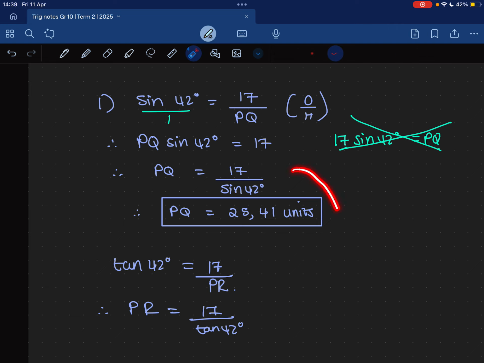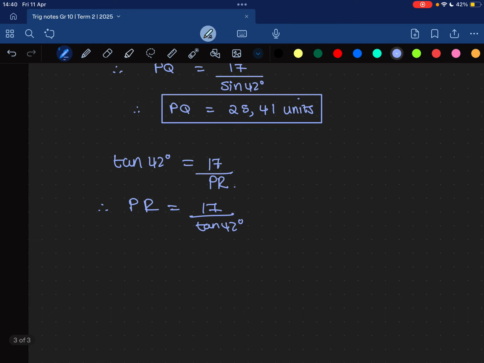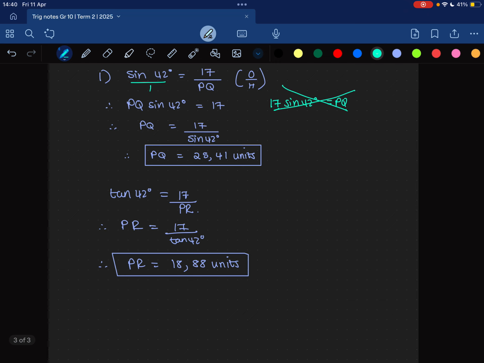Okay, I've done the exact same thing that I did here. I did skip the step, so just make sure that you are aware of what's happening here, then you'll know what's happening there. Okay, so I have PR is equal to 17 divided by tan of 42, which is going to be 18.88 units. Like I said, Pythag is also an option, so you can also use Pythag here. It's really not a problem at all.